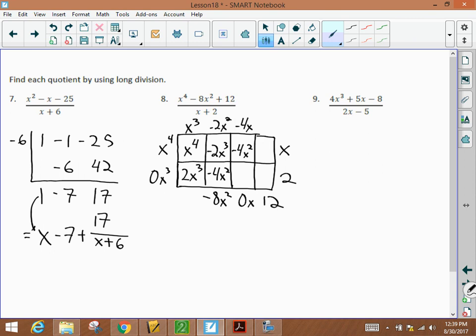Down here, I'll multiply. Negative 4x times 2 is negative 8x. And what do I need to multiply the negative 8x to get 0x? But 8x. 8x times, or sorry, x times 8 gives me the 8x, right? And then this is 16. So now I need to ask myself, hey, what do I need to add to 16 to get 12, right? In other words, x plus 16 equals 12. What is that? That is negative 4. Negative 4. So my remainder is negative 4.